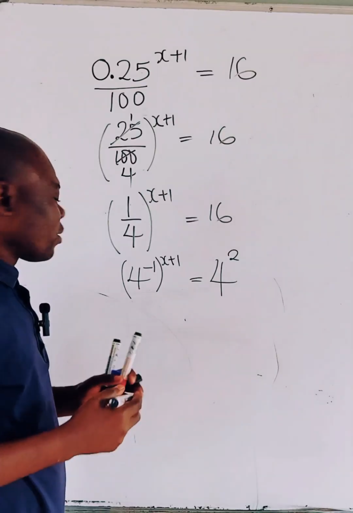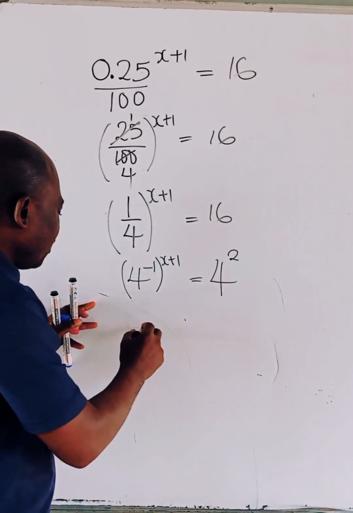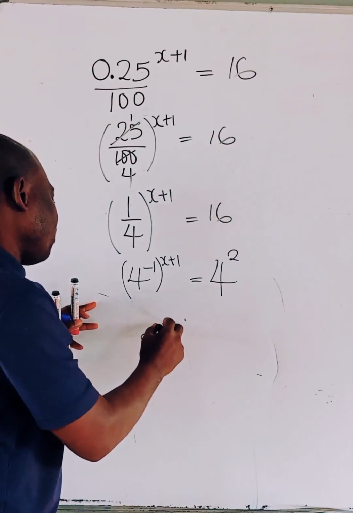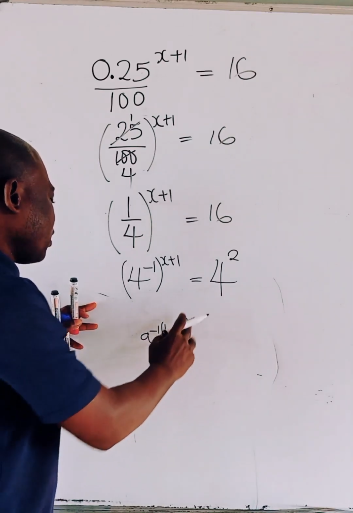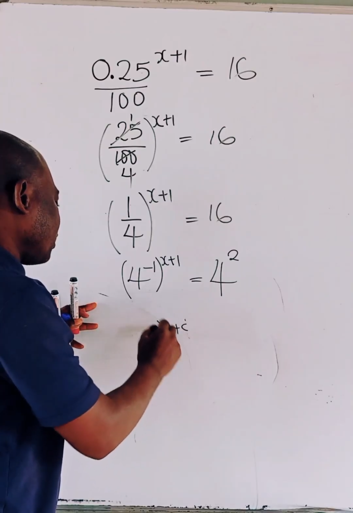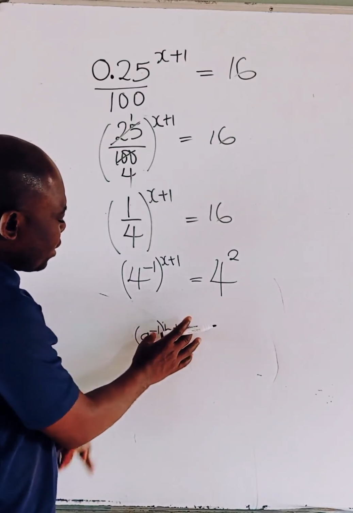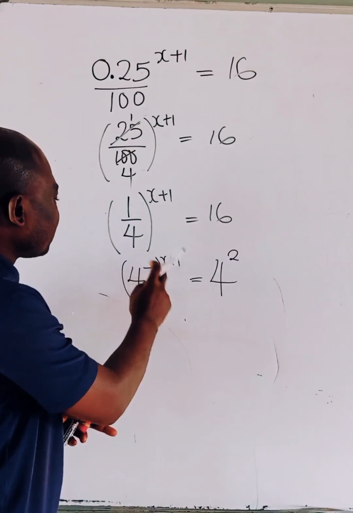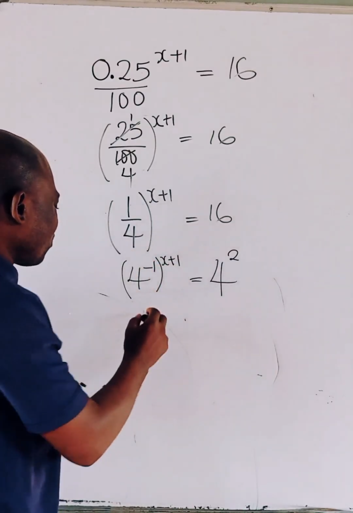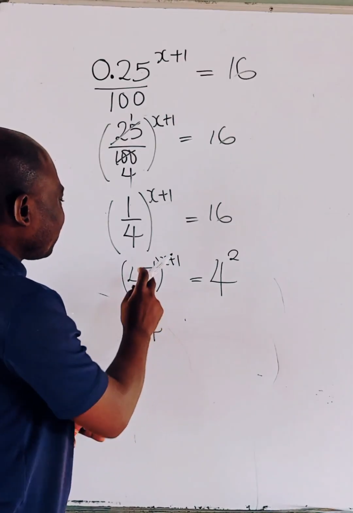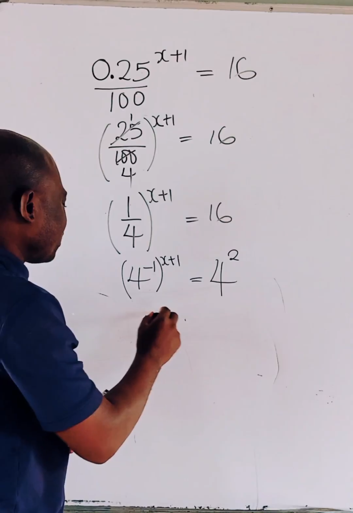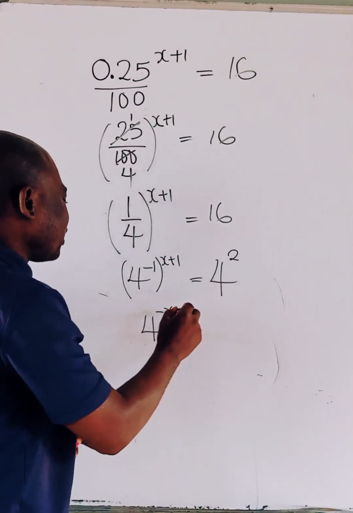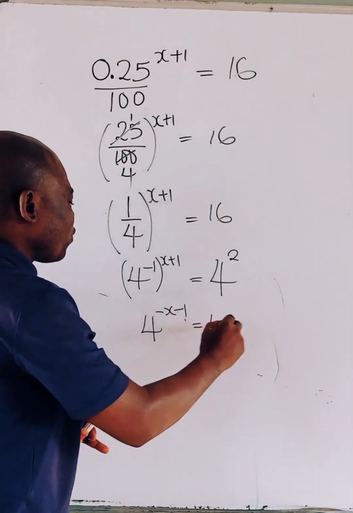Remember that when we have a raised to the power of negative 1 bracket b plus c, this is a bracket. It means this multiplies everything inside here. So we're going to use this negative 1 to multiply this, and use this one to also multiply this. So what we have is 4 raised to the power of negative 1 times x will give us negative x. Negative 1 times plus 1 will give us negative 1, equal to 4 raised to the power of 2.